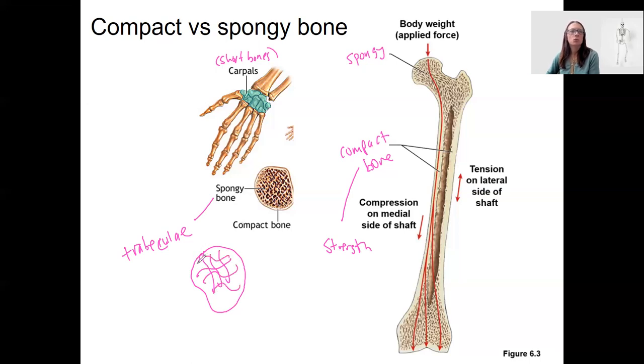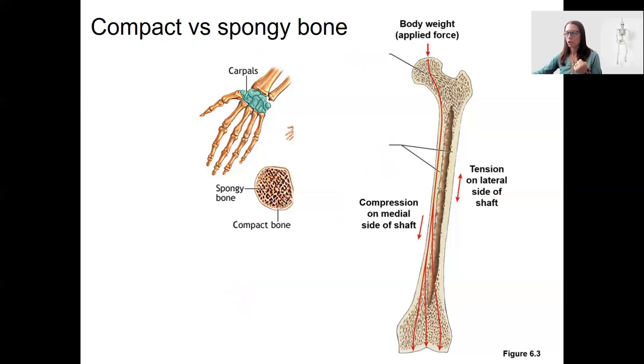It's the actual lattice network that seems random, but makes up this spongy bone and is what is kind of like dense irregular connective tissue that allows for support in multiple directions. And then it also allows your bones to be lighter. So your skeleton is a lot lighter than it would be if you didn't have spongy bone. Kind of like a bird.